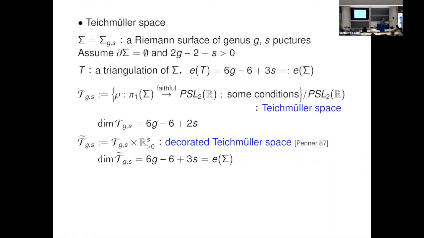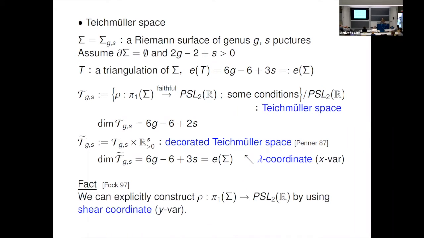And Penner introduced the decorated Teichmüller space, T tilde. So this is the Teichmüller space plus s positive real numbers. Then as a real dimension, the dimension of T tilde is the same as the number of edges. So this is very nice, actually. And the good coordinate of this decorated Teichmüller space is given by X variables. This is what Penner did. I will explain the detail of this coordinate tomorrow.